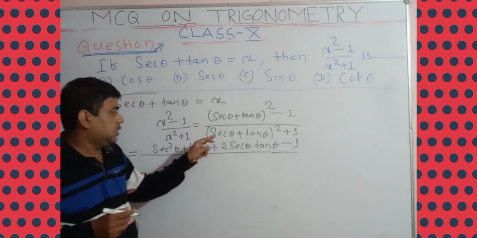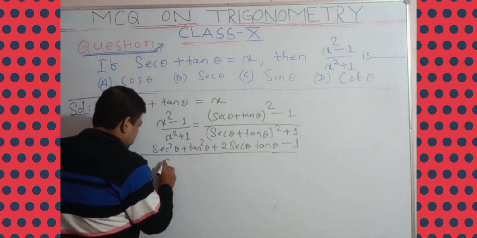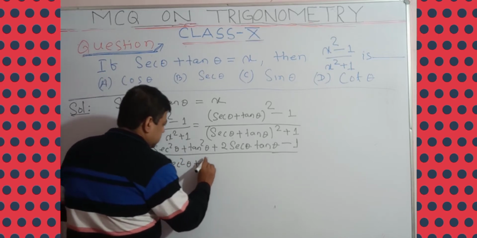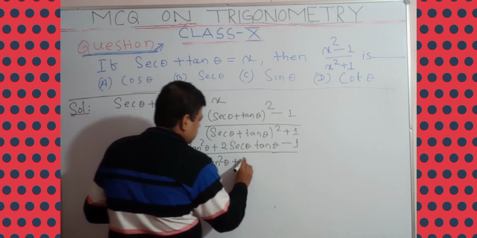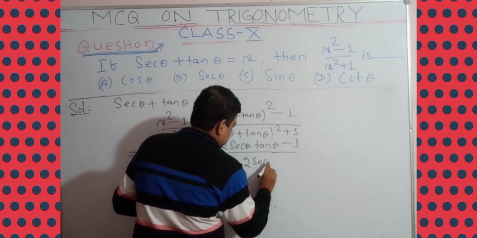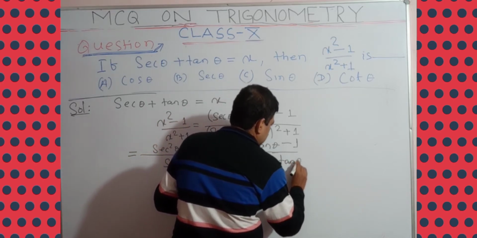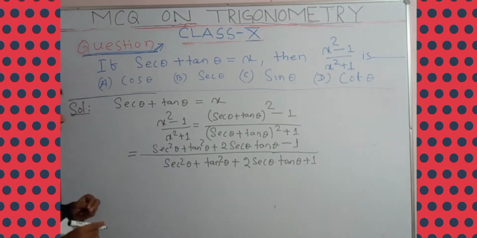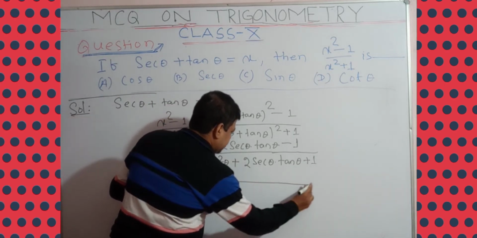Similarly here in the denominator you see (sec theta plus tan theta) whole square, same. So sec square theta plus tan square theta plus 2 sec theta into tan theta plus 1. Okay, understand or not? Is it clear? Next step, what you have to do?